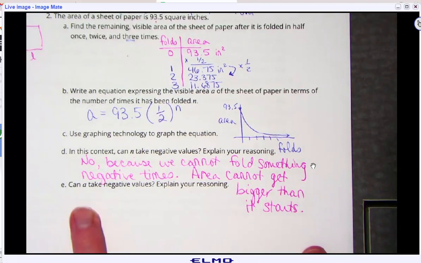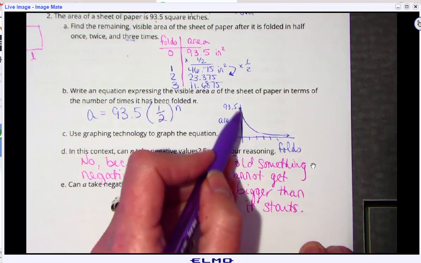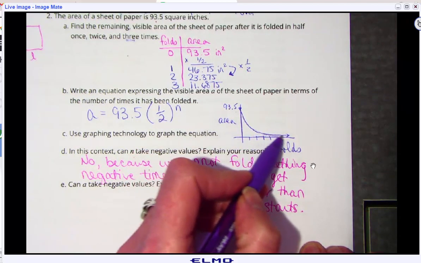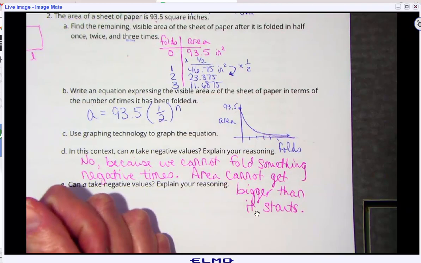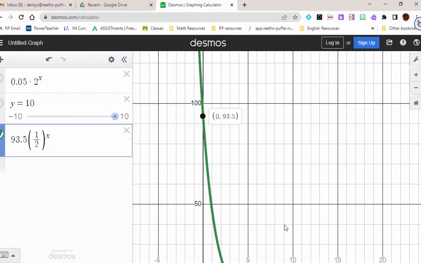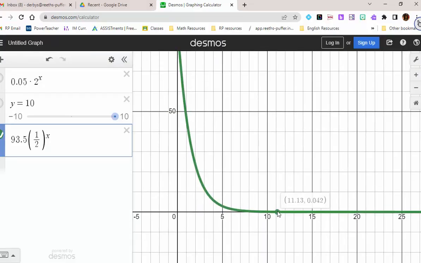And so now in part E, our last question here, it's asking can A take negative values? Can we have a negative area? So we drew this where it gets closer and closer and closer to 0, but can it ever cross that x-axis and go down? Let's go look at Desmos. It hits our value here, but even if I hold it and trace, do you see how there are still values? Even when it looks itty-bitty teeny tiny down here, it is still taking a value.